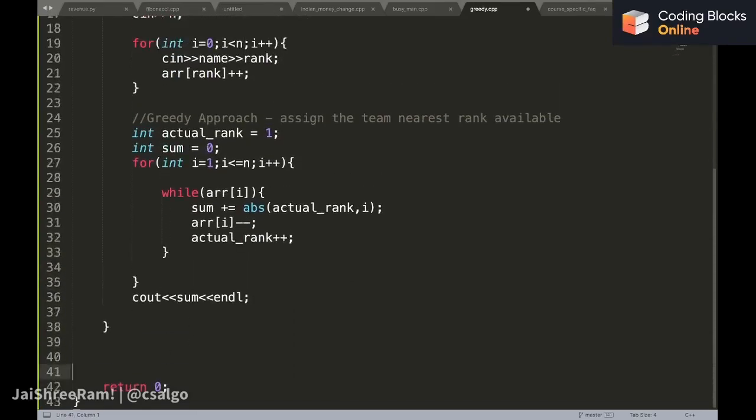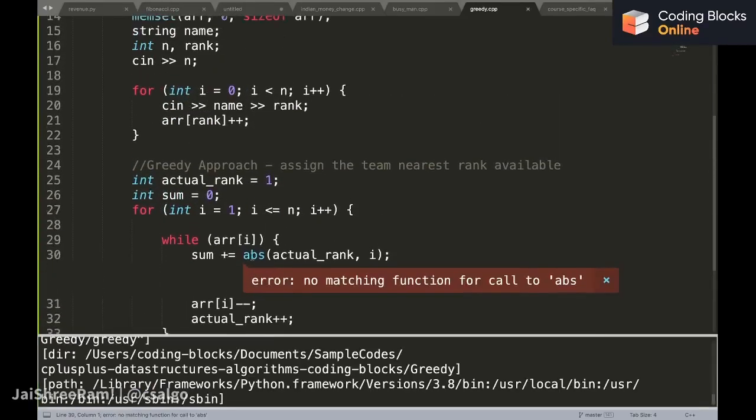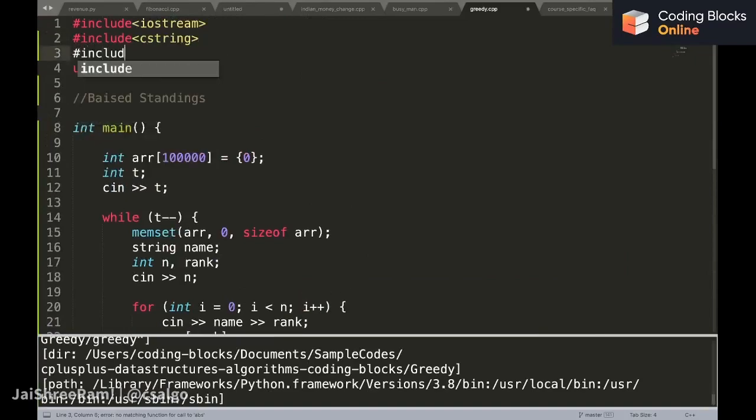Okay, so that should be it. So let's build the code. Okay, let's include the file called cmath.